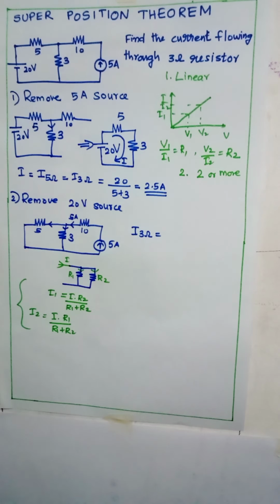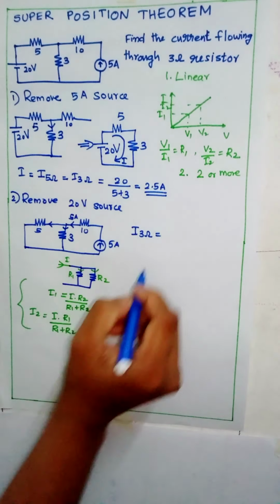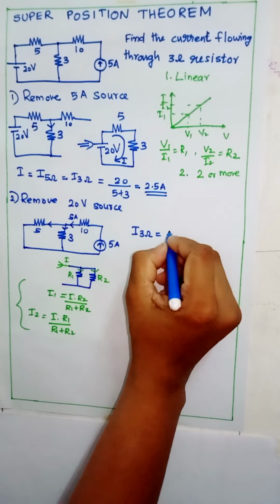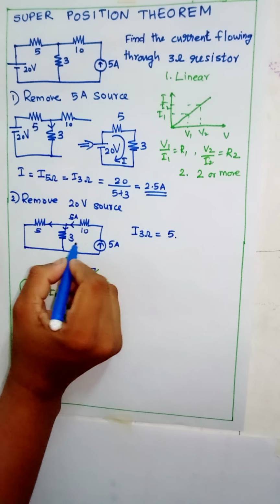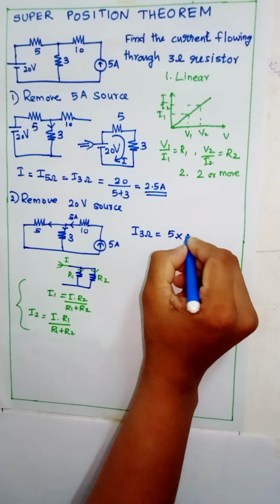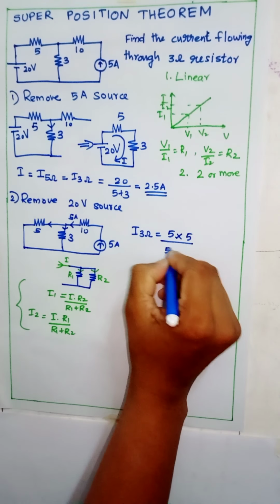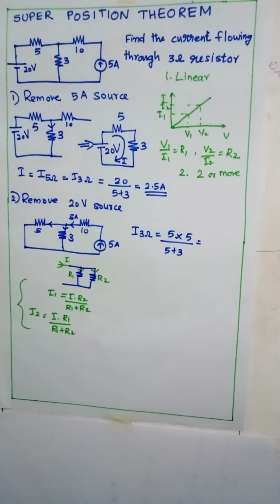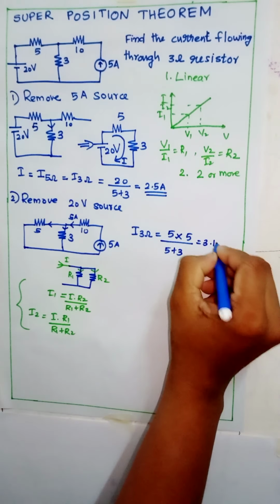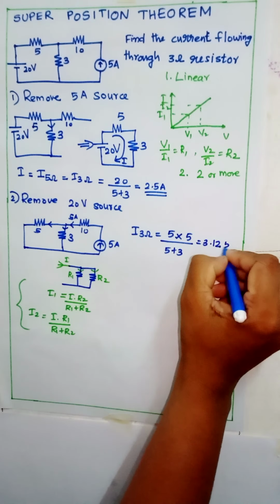So according to this rule, I3 ohm is equal to total current, which is 5 ampere, into resistance of the next branch divided by total resistance. 5 into 5 divided by 5 plus 3 is equal to 3.125 ampere.